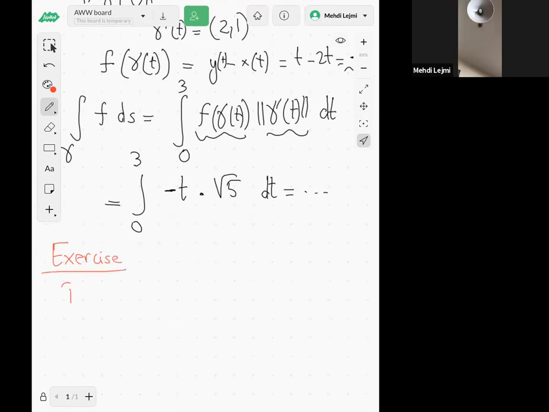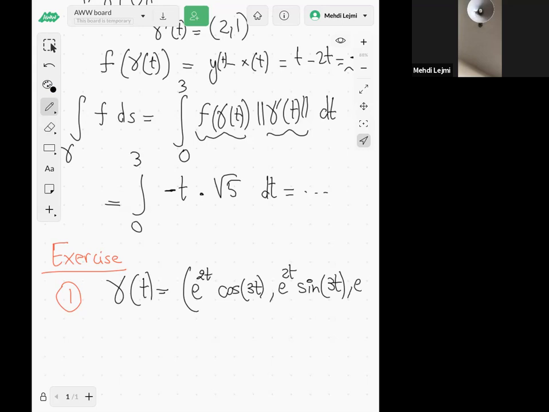So number one, it's going to be a curve in this space. Let's say gamma of t is equal to exponential of 2t times cosine of 3t. The second component is the same, exponential of 2t times sine of 3t. And the last component is just exponential of 2t. All right, that's my curve or path gamma in your space, right?